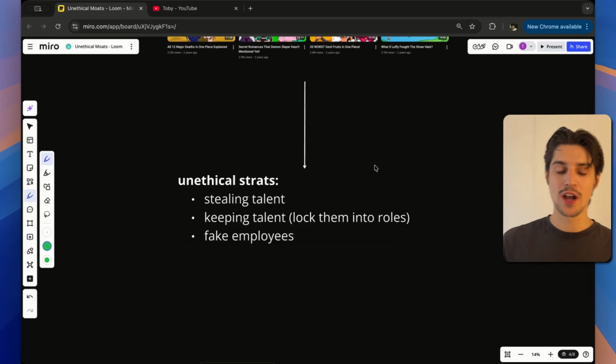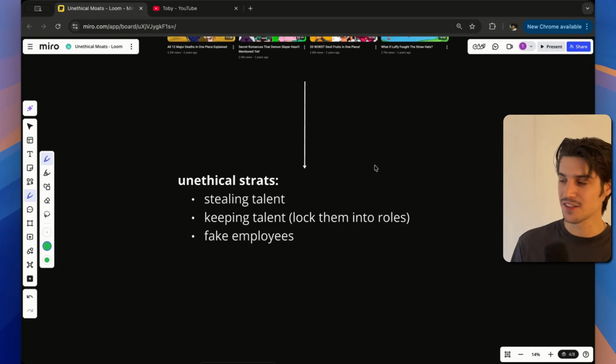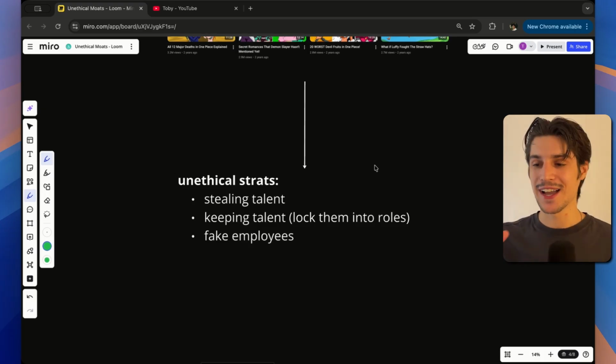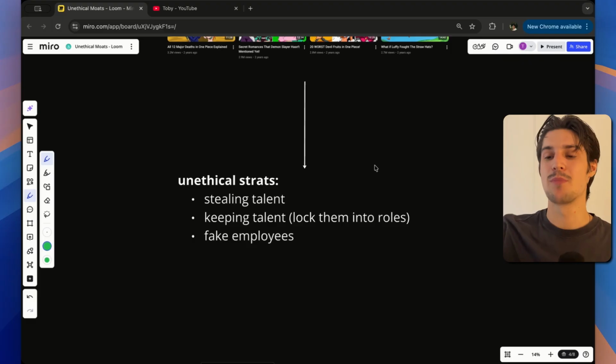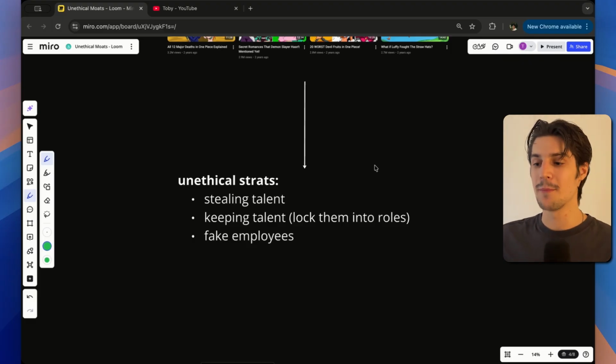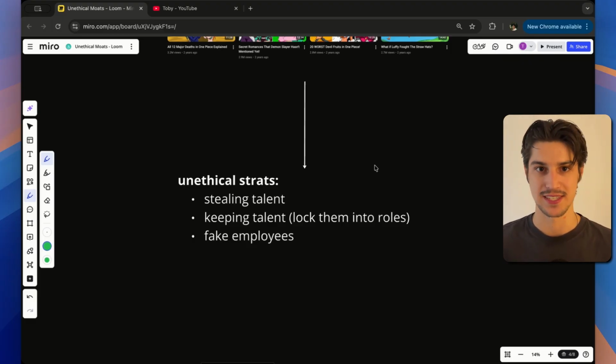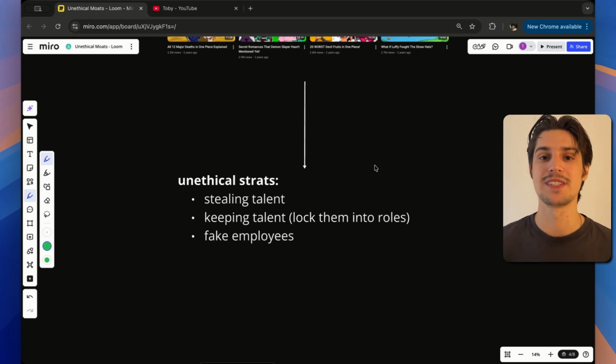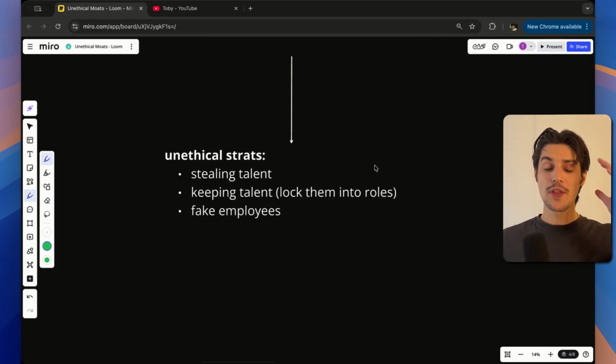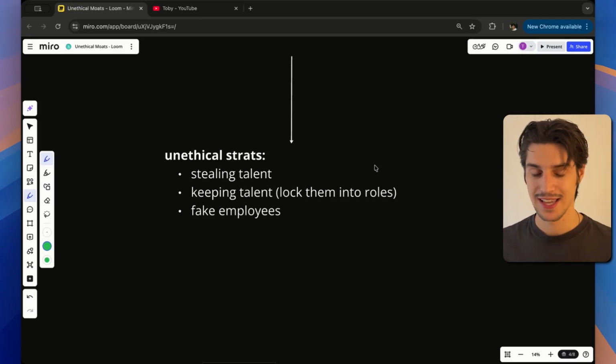Now, a couple unethical strats, because I find this stuff fascinating. And on top of that, I'm not talking about unethically screwing over someone, but more, how do you stop people from manipulating you with unethical business practices? Being aware of these unethical business practices so that it doesn't hurt you and your business, right? So a couple things you need to look out for is stealing talent. So I think Mr.